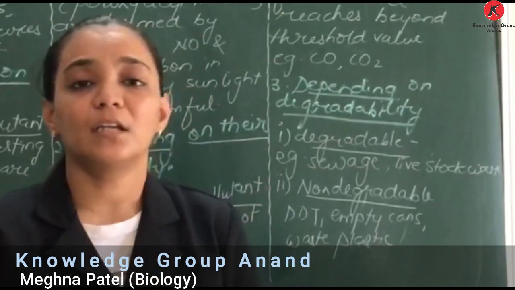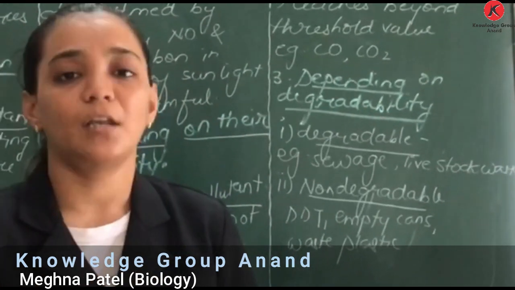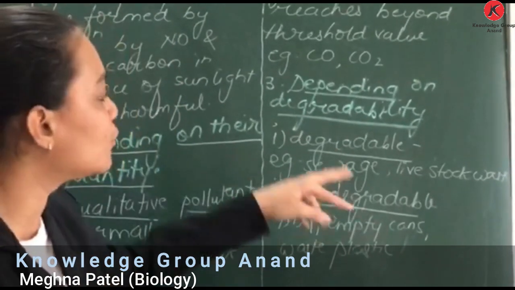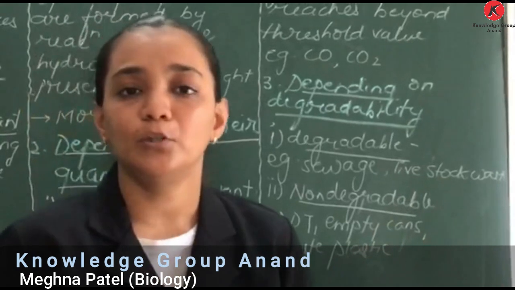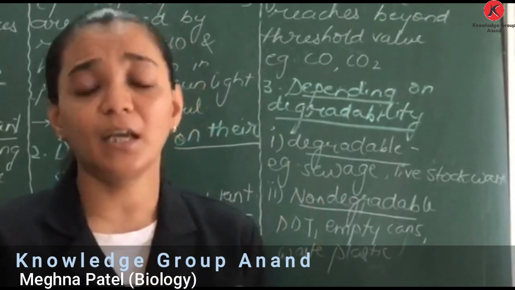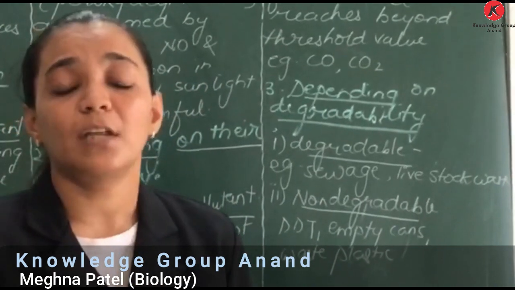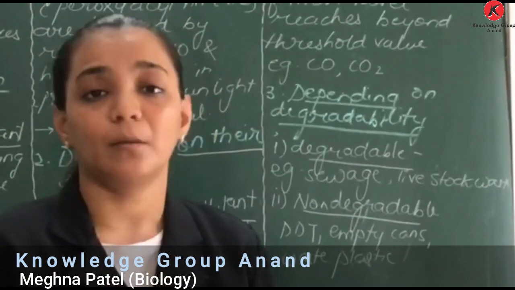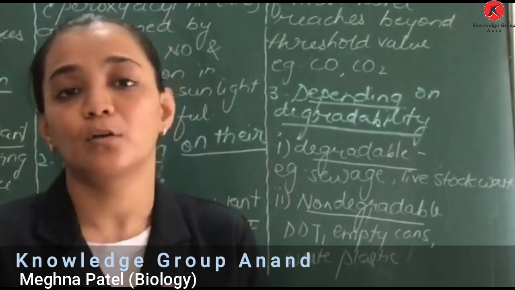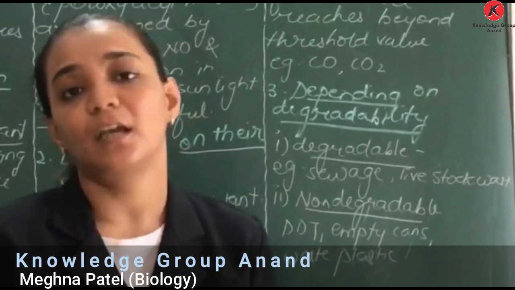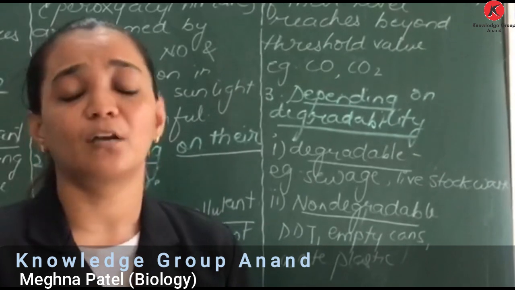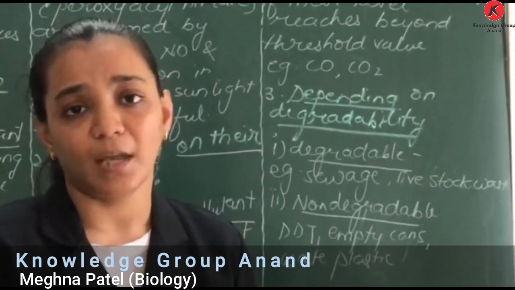The third type of pollutants, that is depending upon the degradability. Depending upon whether these pollutants can be degraded in nature or are not being degraded, they are again divided into two types: degradable pollutants and the non-degradable pollutants. Degradable pollutants मतलब ऐसे pollutants जो नेचर में either due to heat, sunlight or some microorganisms खुद से ही डिग्रेड हो सकते हैं। अगर वो डिग्रेड हो सकते हैं then it is fine because they are going to cause less damage to the environment.